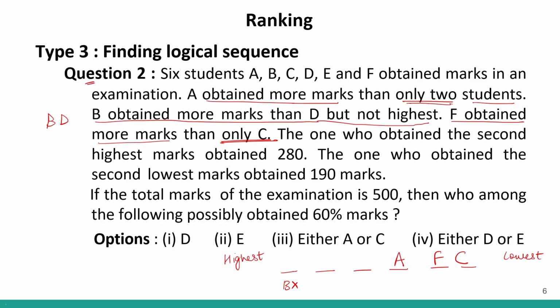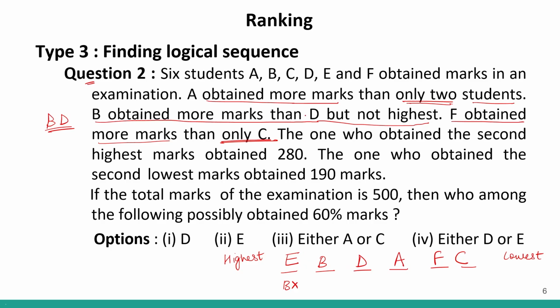Now, if I cannot place B in this position, I have B and D that I have to place together. So my B will be here and my D will be here. So how many people have we placed? We have placed 5 people. So the only one remaining is E. So E's position will be this.